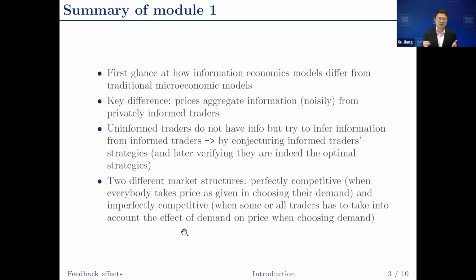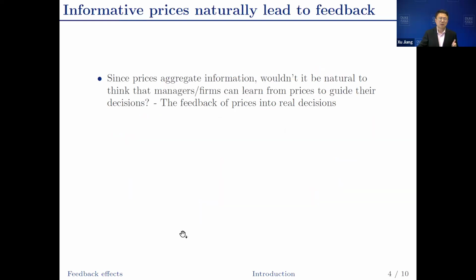We also talk about two different market structures: perfectly competitive, when price is taken as given, and imperfectly competitive, when some traders have market power. They know their demand affects prices, and they take that into account when choosing their demand. Regardless of how prices are formed, depending on different market structure, prices aggregate information. The natural assumption is that managers, firms, can learn from prices to guide their real decisions. And this is the key assumption underlying the feedback effect literature that we're going to talk about in Module 2, the feedback of prices into real decisions.